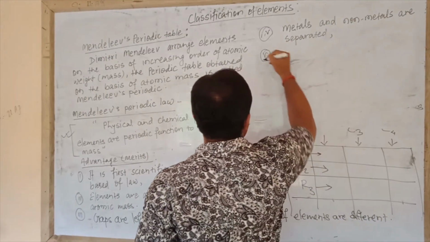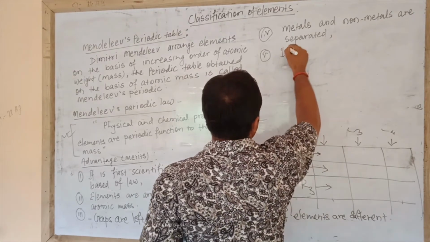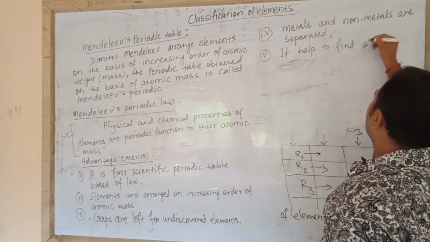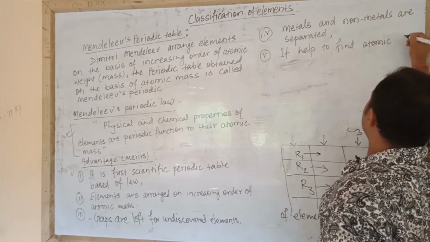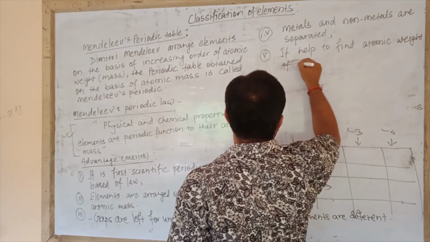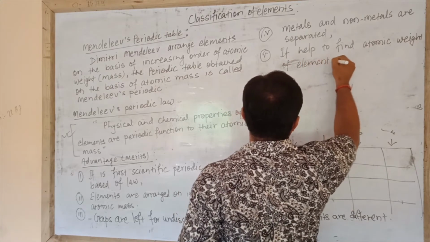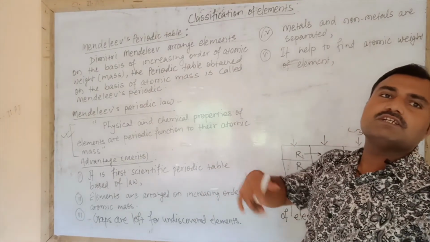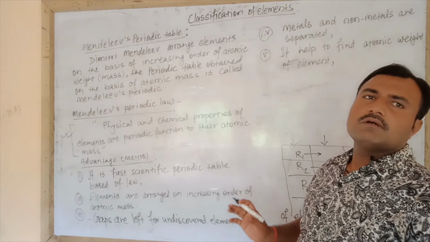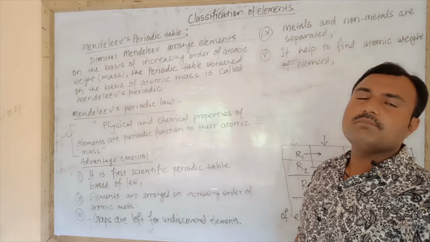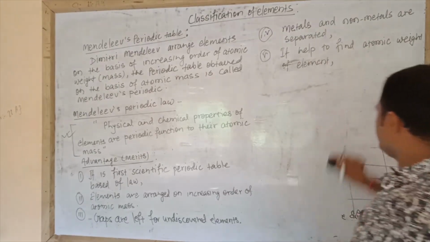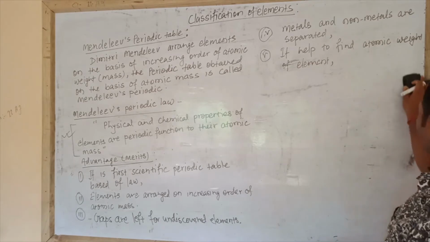Other, we can write here, it helps to find atomic weight of elements, and due to several undiscovered elements, it encourages the discovery of new elements. These are the common advantages of the Mendeleev periodic table, and some disadvantages, demerits, are also found in it.